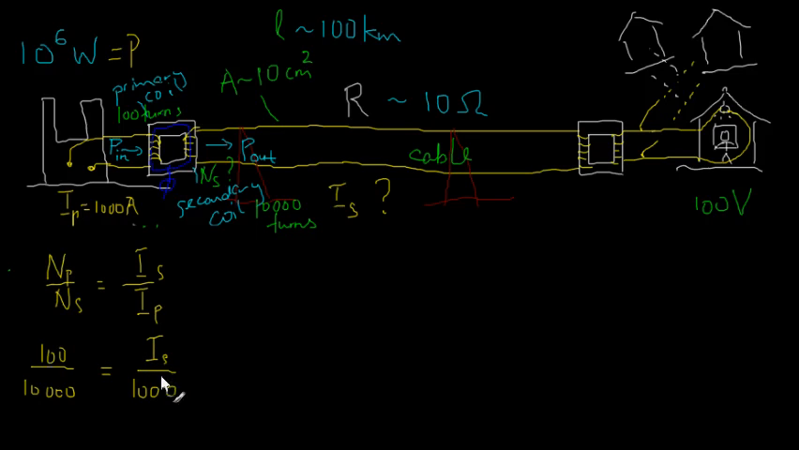So we can now solve for IS. Cancel this and cancel those. Therefore IS is 10 amperes. So this allows us a way to find the answer quickly without having to work through the powers and voltages directly.